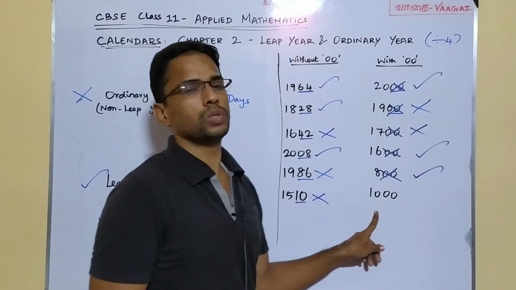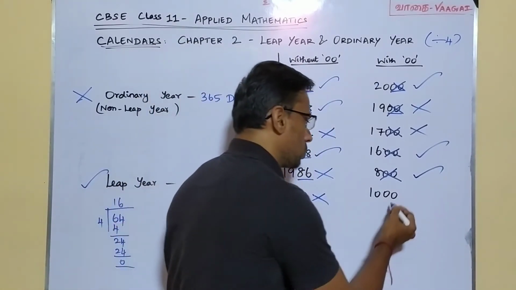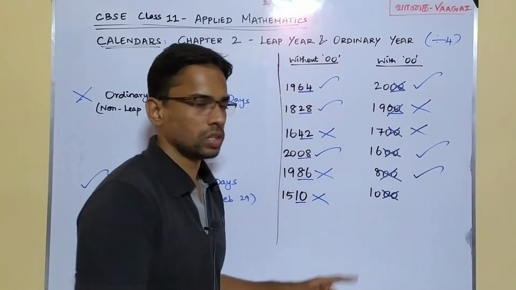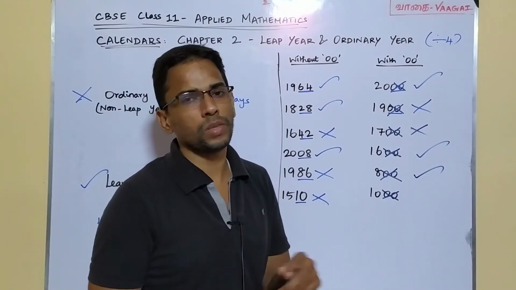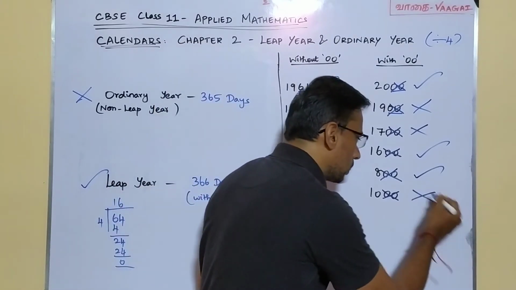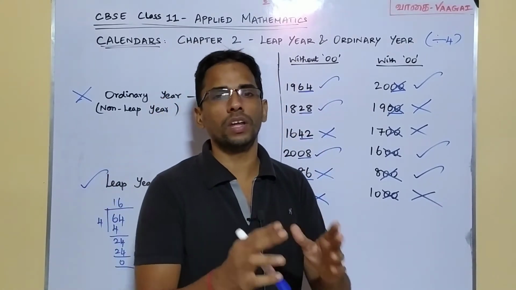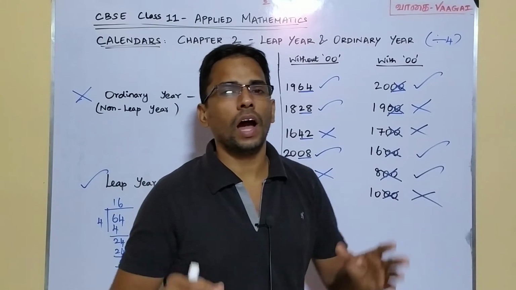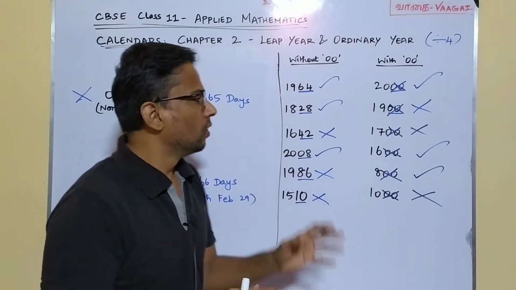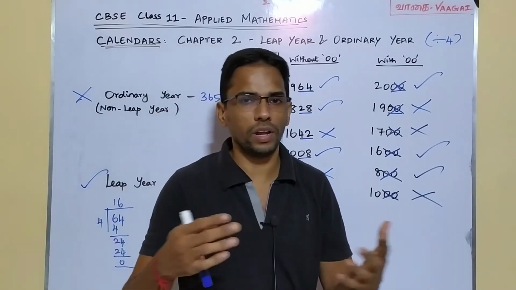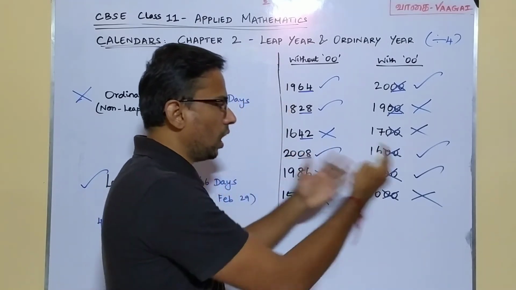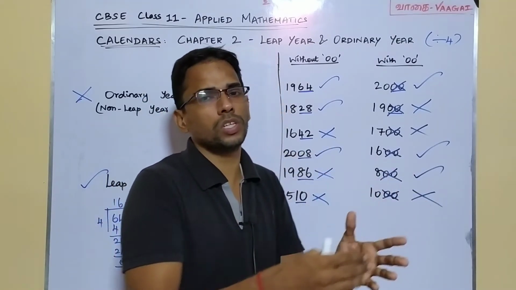Next, I have 1000. What about 1000? You can eliminate the last two zeros. You just see the number 10 here. Is 10 divisible by 4? No. In that case, 1000 is surely an ordinary year. I hope now you are clear with how to conclude whether a given year is a leap year or an ordinary year. This is the procedure for how to do that.